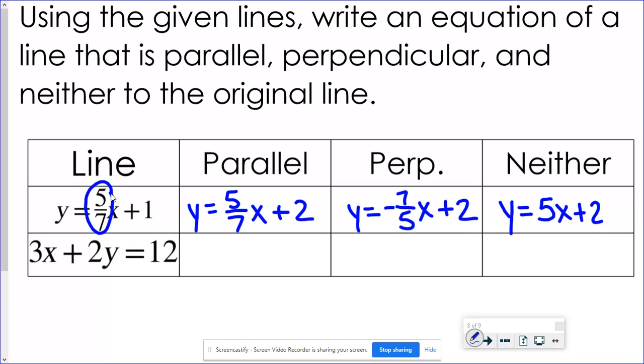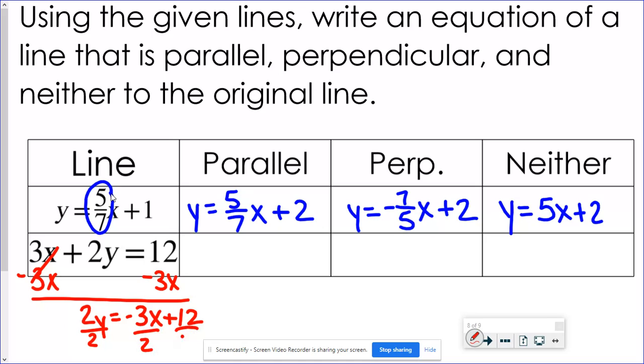For the last one, I just have to first get slope-intercept form. That means I have to get the y by itself. So subtract 3x from both sides. I'm going to have 2y equals -3x + 12, and then divide by 2. So my equation is just y equals -3/2x plus, that's going to be a 6, right? This is my slope that I'm worried about.